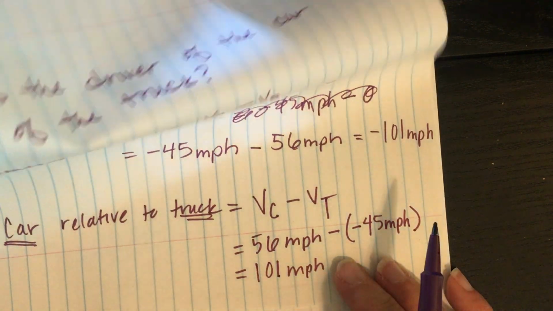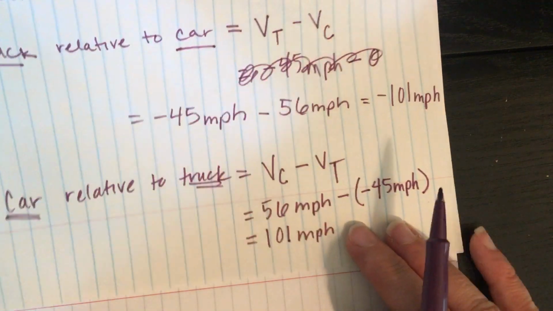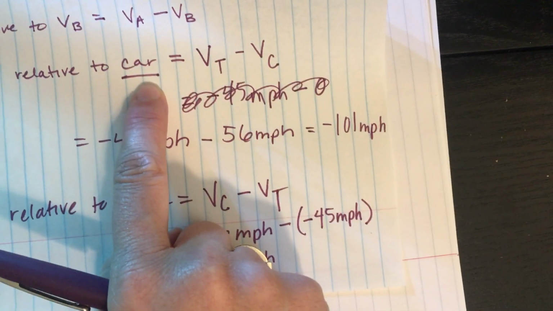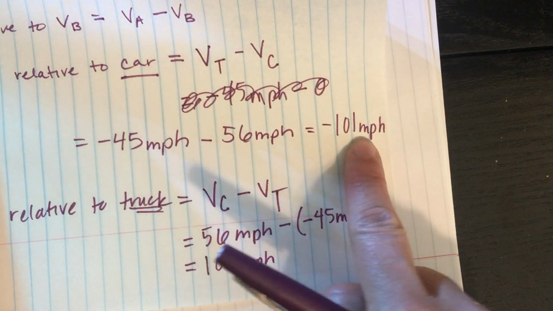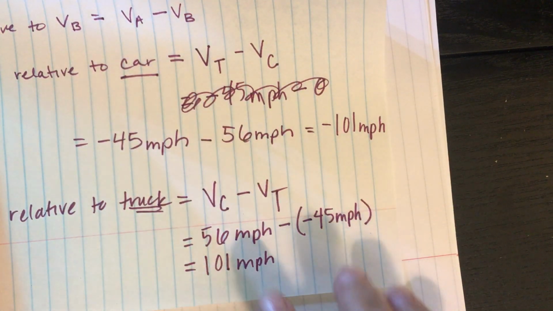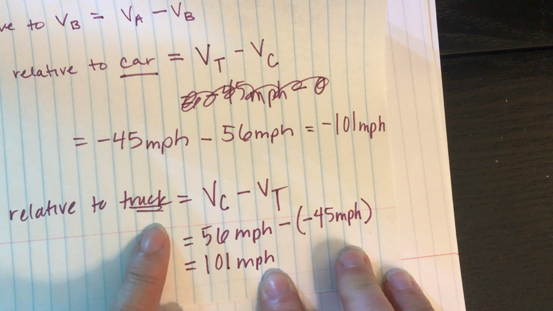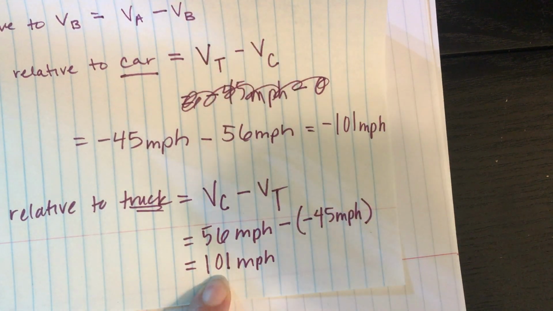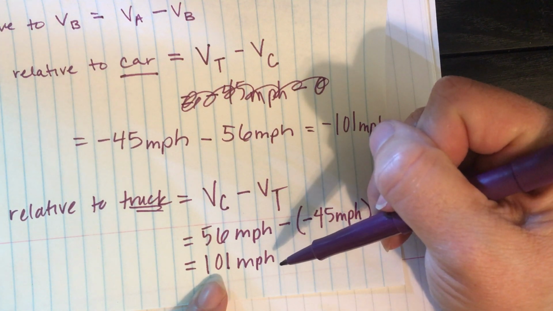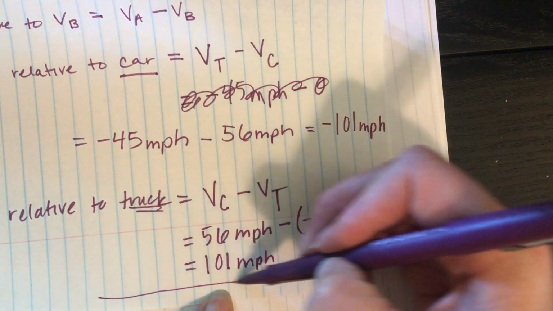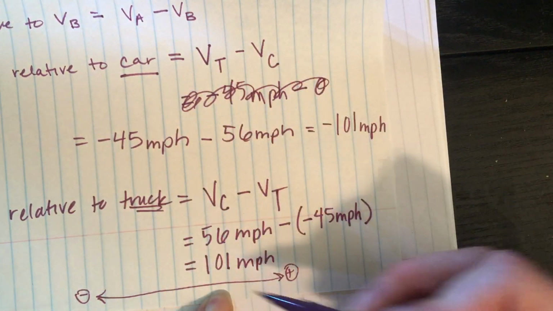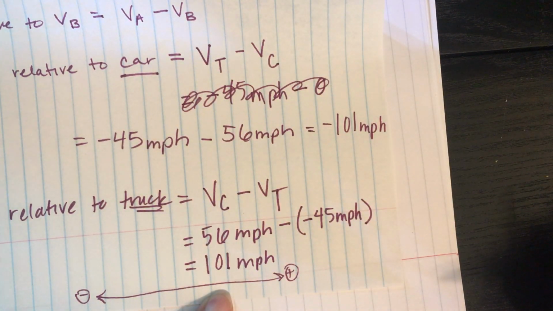So the relative velocity of the truck to the car, so the car driving 56 miles per hour this way is going to perceive the truck driving 101 miles per hour towards them. And the car relative to the truck, the person in the truck is also going to perceive them coming at them 101 miles per hour, but because we defined to the right to be positive and to the left to be negative, it's going to be a positive 101 miles per hour.